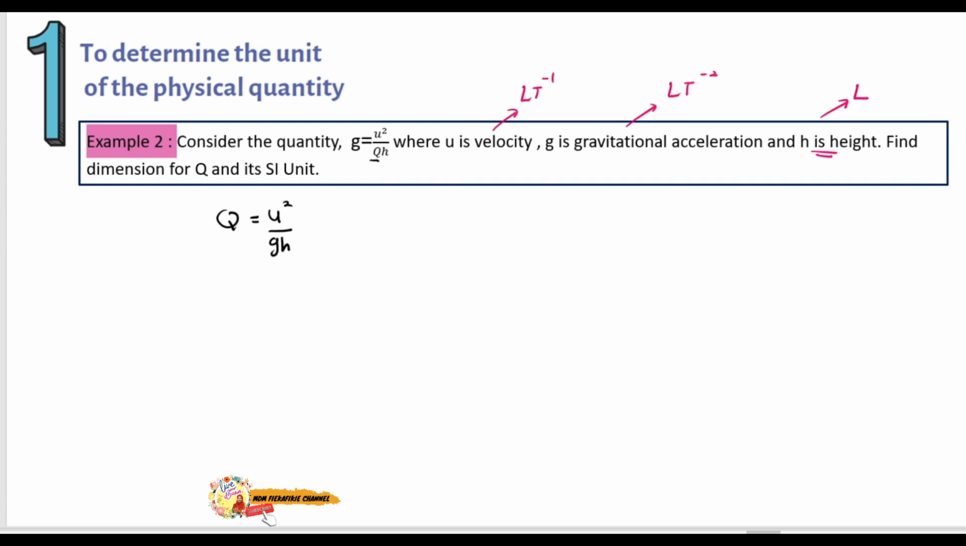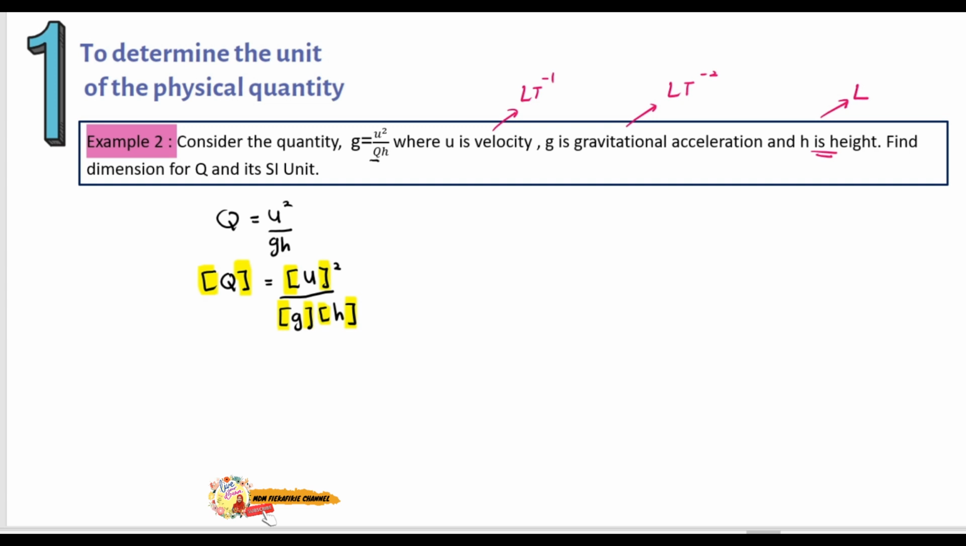Okay, so now let's continue. We want to find the dimension for Q. So remember, we need to put the bracket. Put the bracket here, and it is equal to the dimension for U, so put the bracket and square, over G, what is the dimension for G, and also H. Let's highlight this, it is very important, remember.